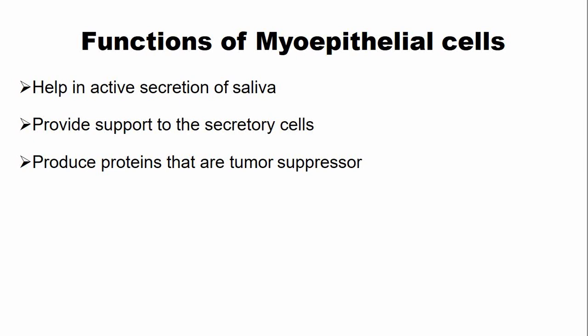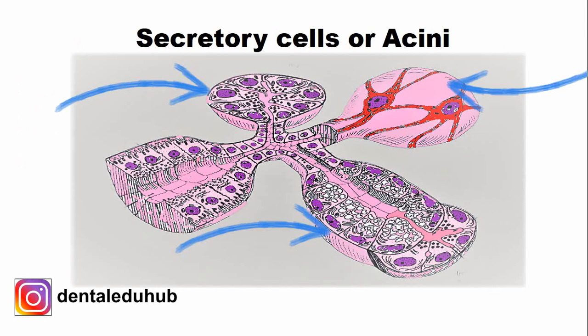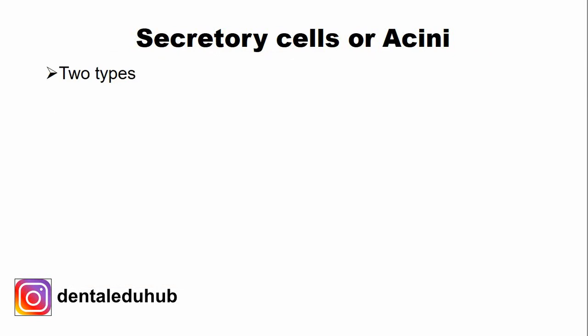Now, after the myoepithelial cells, we are going to discuss the secretory cells. The secretory cells are also known as acini. There are two types of secretory cells based on the type of secretion. First are the serous cells and second are the mucous cells.